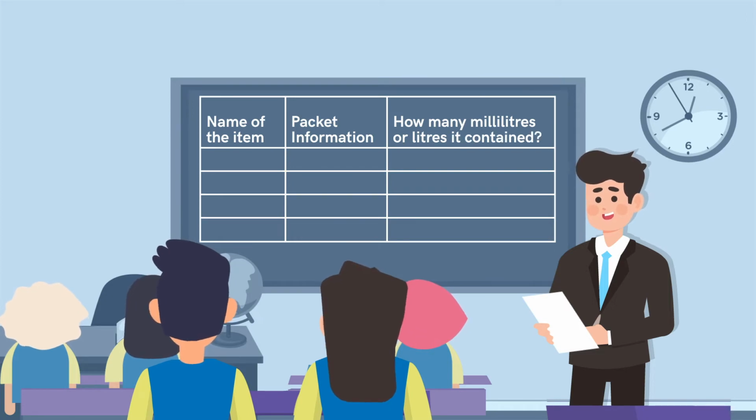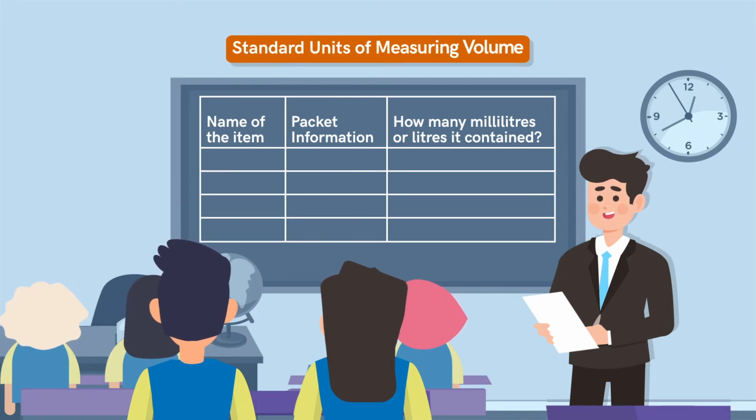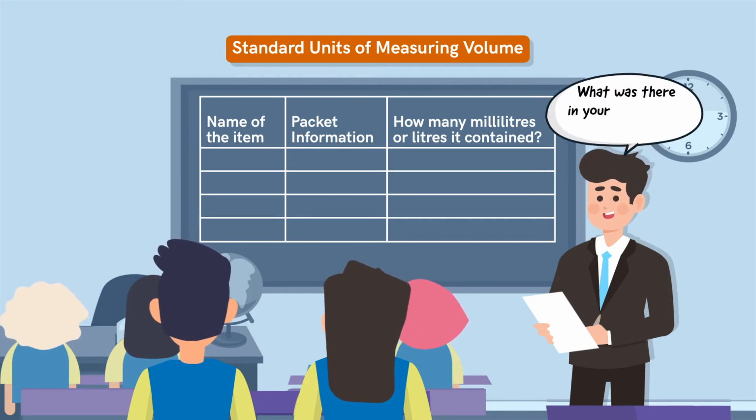Through this, we will be leading our students to understand the concept of standard units of measuring volume. So, once the students are done, we will ask them some leading questions based on their observations. As each student responds to our questions, we will fill out the table on the blackboard with the information they provide. Begin by asking each student, what was there in your wrapper or carton originally?